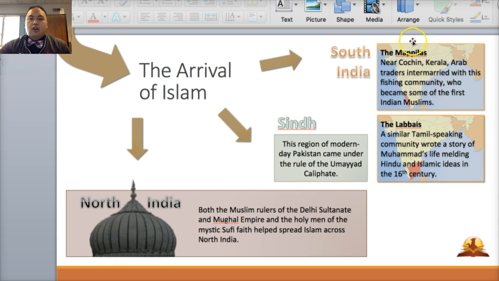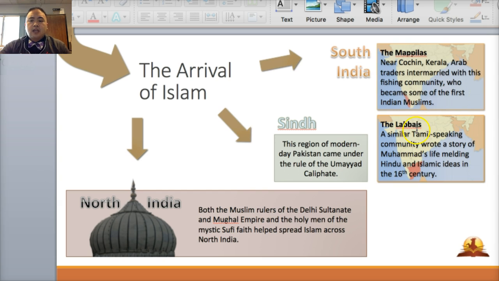In coastal South India, and you can see very faintly in the background these red regions, on the west side we have a small community called the Mapilas. Near Cochin, Kerala, Arab traders intermarried with this fishing community, and some of them became the first Indian Muslims because this fishing community interacted with Arab traders.